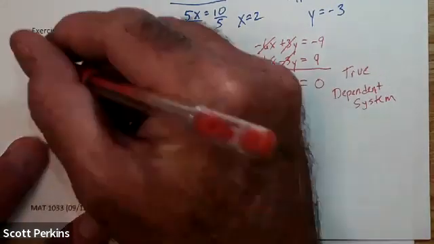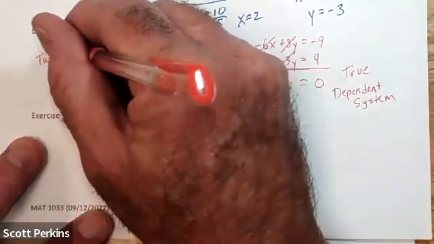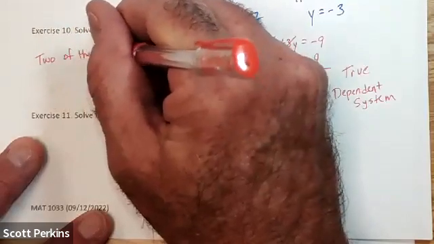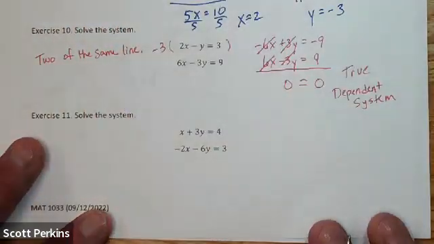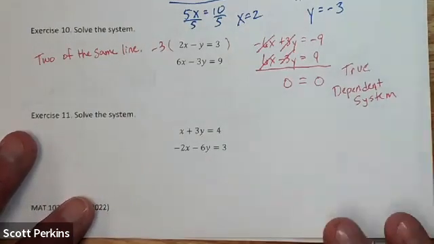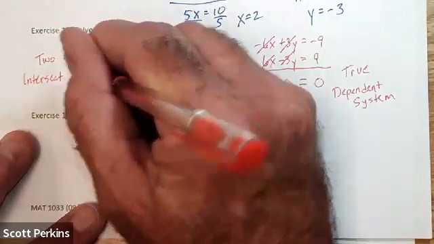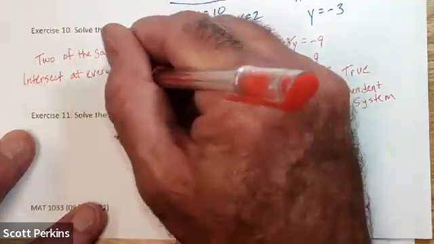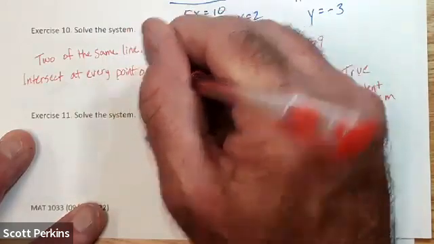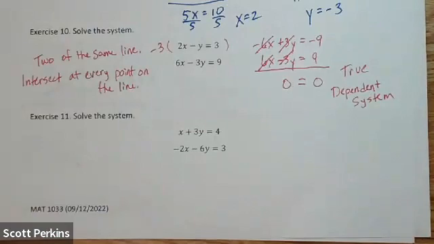Well, if you're thinking about pictures and graphing, you have two of the same line. One line has just been drawn right on top of the other. And because you have two of the same line, that means they intersect at every point on the line. Kind of like a Ziploc bag. When you close the top, it intersects everywhere. So every point on the line is the solution.